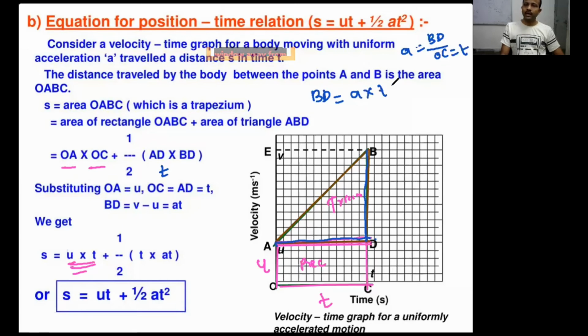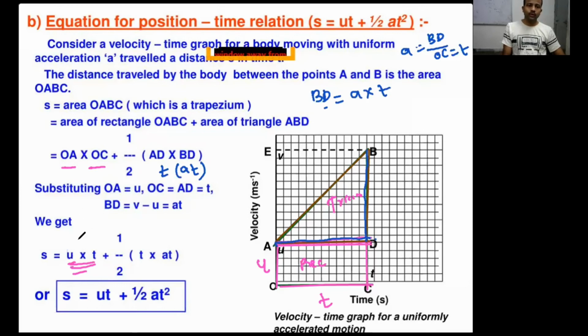So BD will give you A into T. V minus U equal to AT, right? So that BD value gives you the change in velocity. So in the place of BD here we have to substitute the AT. Okay. So we got here AT. Now you replace these values in the equation.